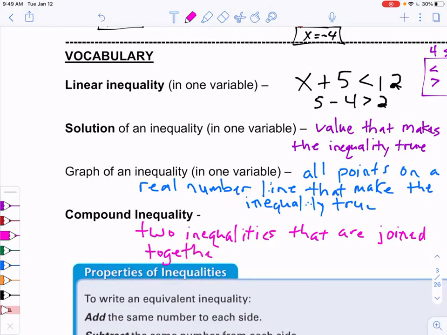And then we can bind these together using, I'll put in quotes, "and" or "or."